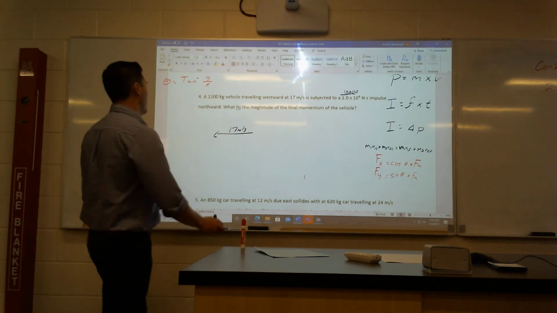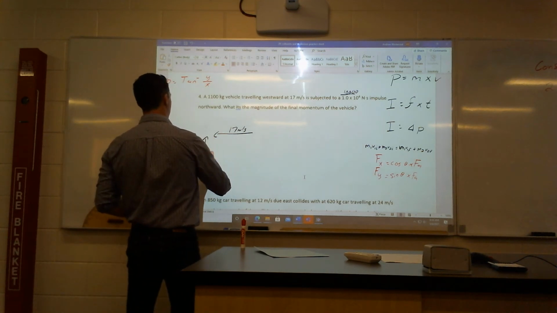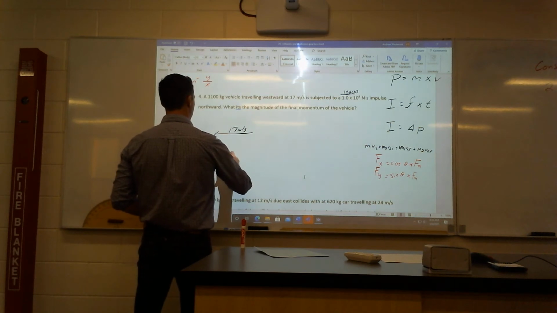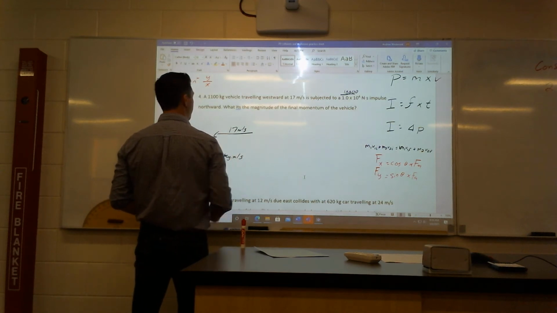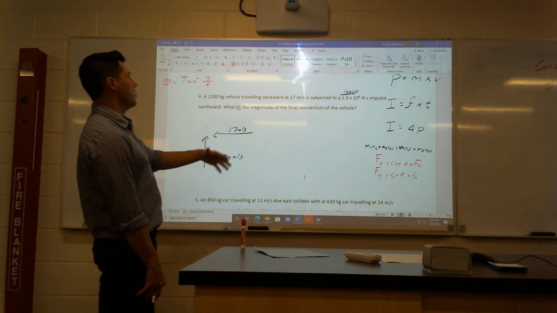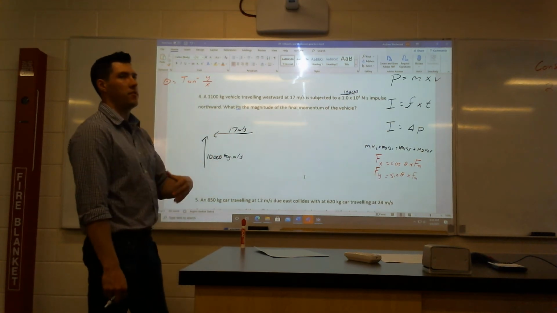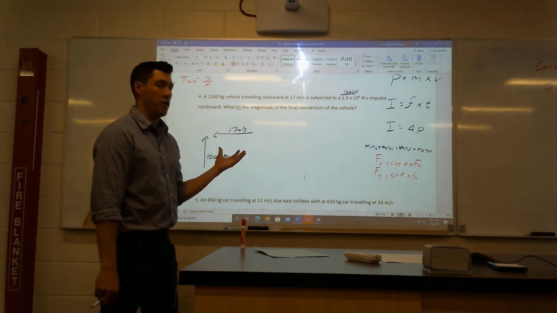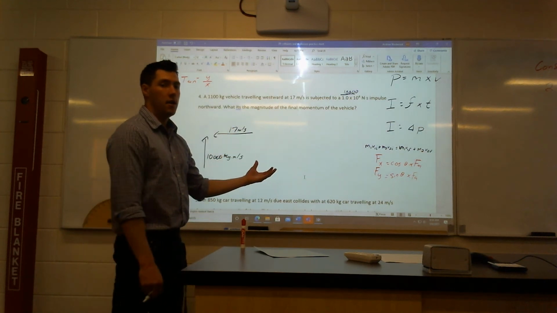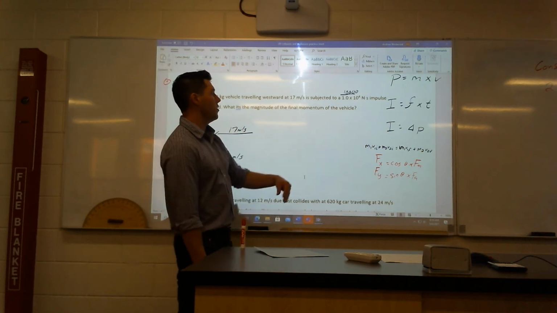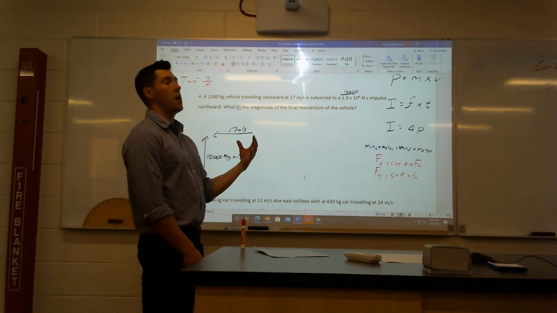And it is an impulse this way, of 10,000 kilogram meters per second. What is the magnitude of the final momentum? So what is the new final momentum? Which means, again, we have to find the actual kilogram meters per second as well as the actual angle. You don't really technically have to find the velocity in the end, but you have to get what's the final momentum of this thing.